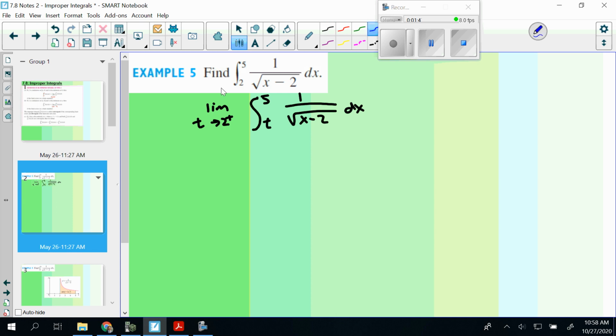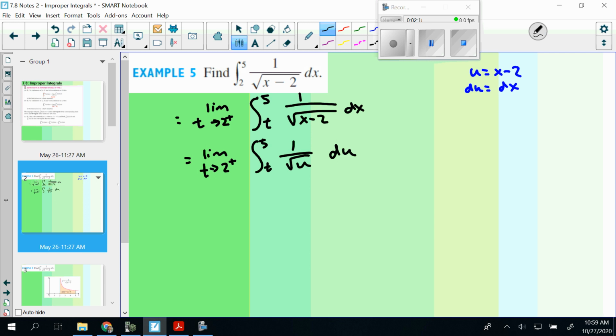This one to me looks like a substitution one. Let's say u equal to x minus 2, derivative then being just 1 dx here. So if we make our substitutions, this would become 1 over square root of u du. And this would probably be easier to think of as u to the negative 1/2 as far as finding the antiderivative.